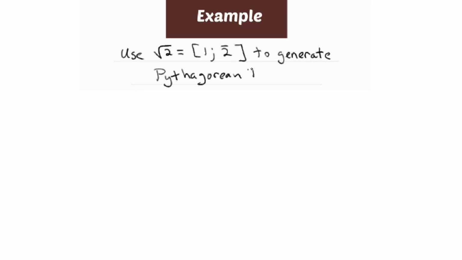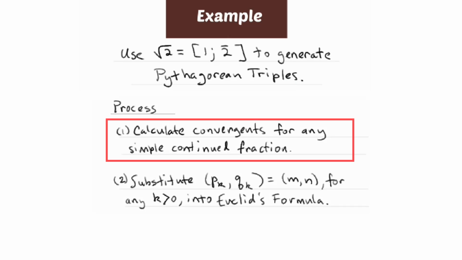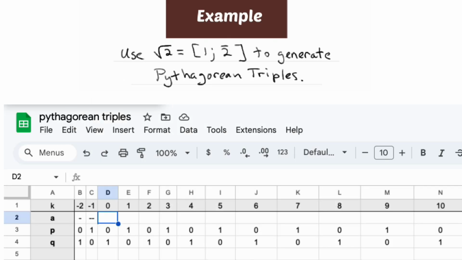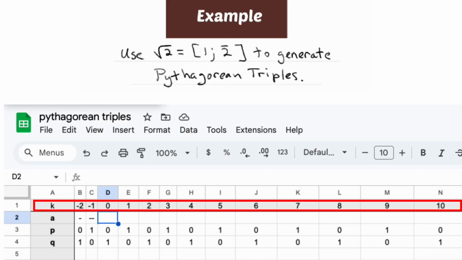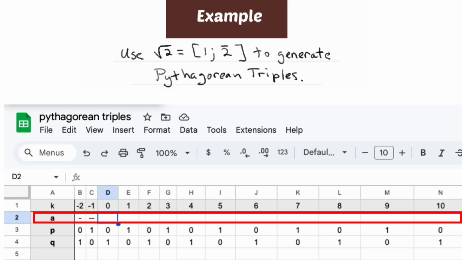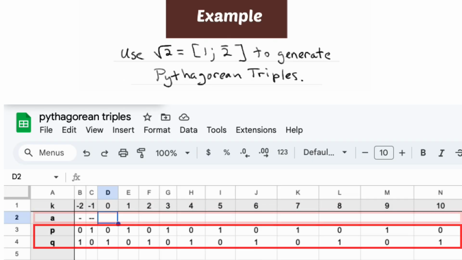Let's look at an example. We can use any simple continued fraction. We'll use the one for the square root of 2, which is 1, 2, with the 2 repeating. Remember the process. The first step is to calculate convergents. In another video, we saw how to calculate convergents using a spreadsheet, and we'll use that spreadsheet now. Here it is. We have a row for the subscript k, and another row for a, the values of the simple continued fraction, and rows for p and q, the numerators and denominators of the convergents.